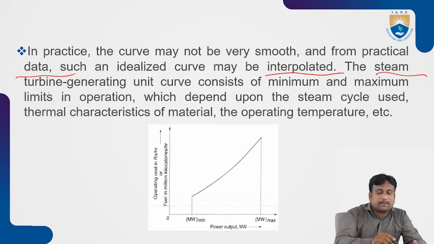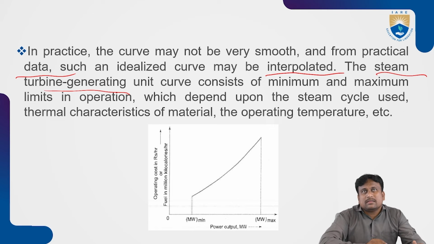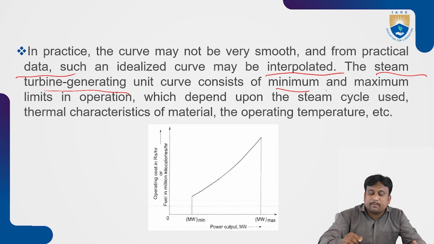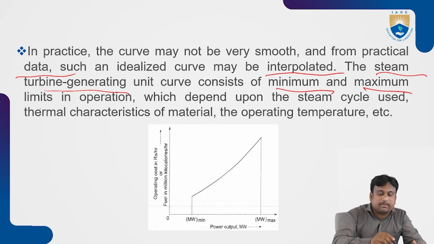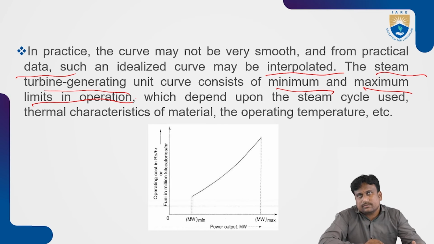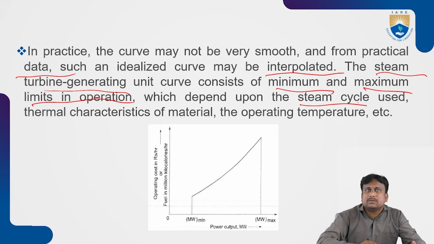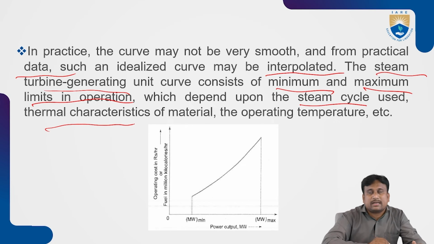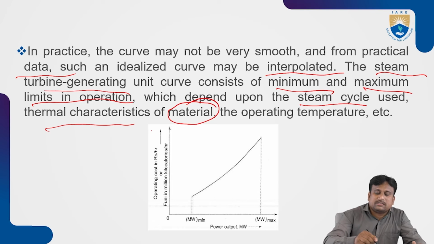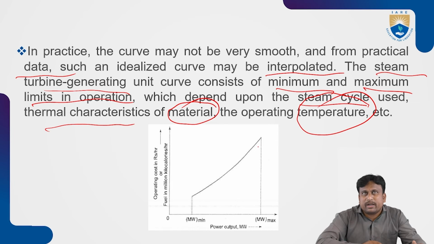So a steam turbine generating unit may contain minimum and maximum limits in the operation, which depends upon the steam cycle used. Thermal characteristics are considered here, which are obtained from the material nature and temperature ranges, whatever the operating temperature ranges may be.